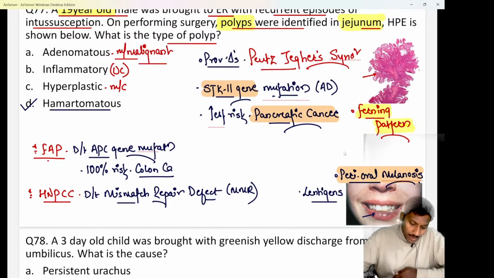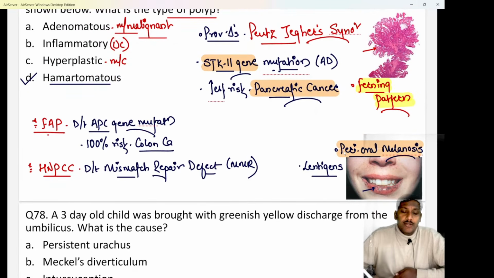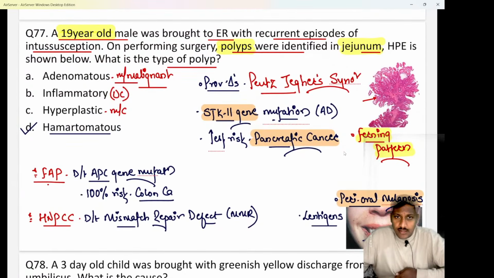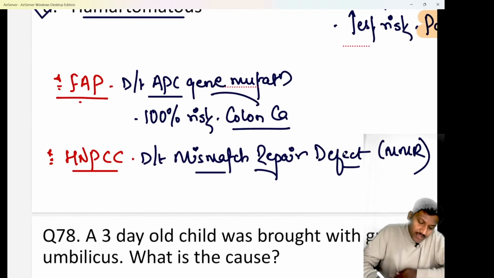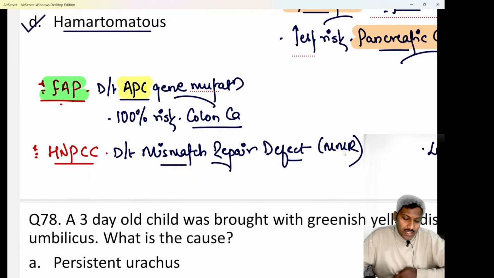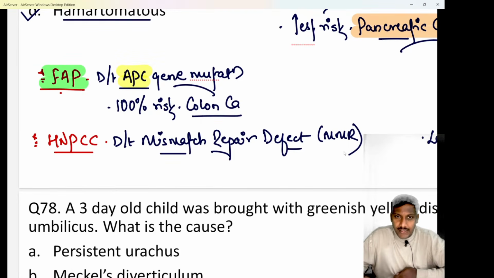Clear? Apart from that, there are other two conditions which increase the risk of colorectal cancer. Peutz-Jeghers syndrome increases the risk of colorectal carcinoma, but along with that, one is FAP, that is familial adenomatous polyposis, which increases the risk. It happens due to the APC gene mutation. So familial adenomatous polyposis has more than 100 adenomatous polyps in the intestine.